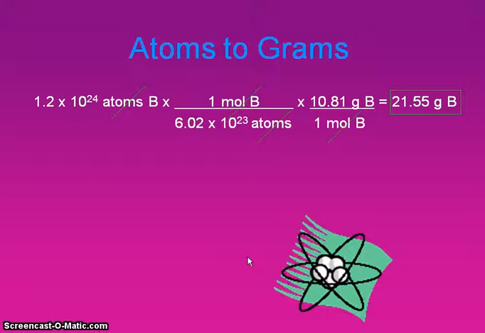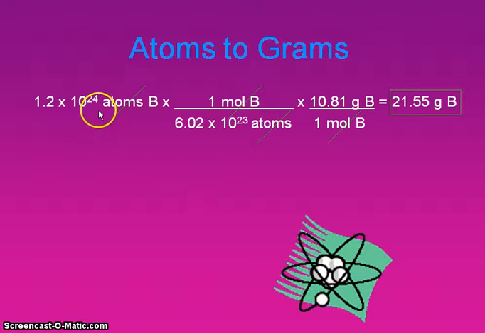This is one that involves both steps. So this actually involves Avogadro's and molar masses. So this problem gave us the amount of atoms of boron that we have. They said we have 1.2 times 10 to the 24th atoms of boron. And I want to find out how many grams that is.